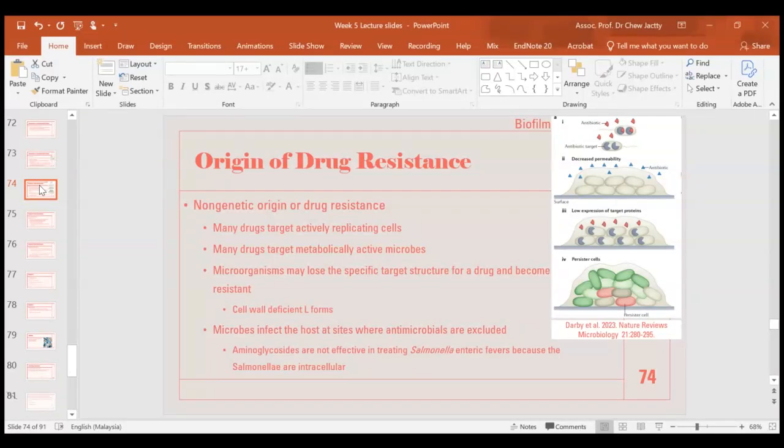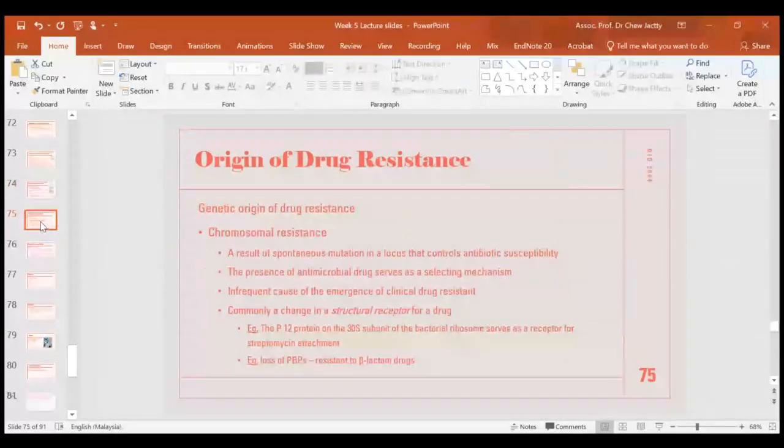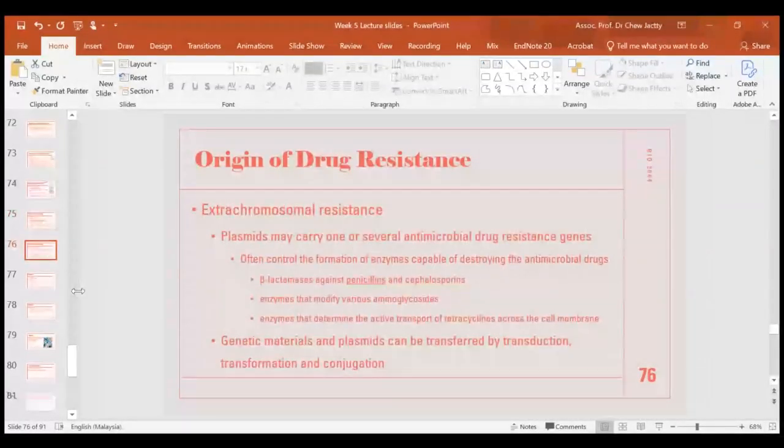Or they can lose the specific target structures. There are bacterial cells that have no cell wall. That's what we call the L form. When there's no cell wall structure, if you use penicillin, there's no effect. There's no target, right? And the microbe can infect the host cell at a site where antimicrobials are excluded. When they are not accessible by antibiotics, there's no effect. But all these are non-genetic origin. The rest can be genetic origin, acquiring new genes and putting them in the chromosome or transferring them through the plasmid.